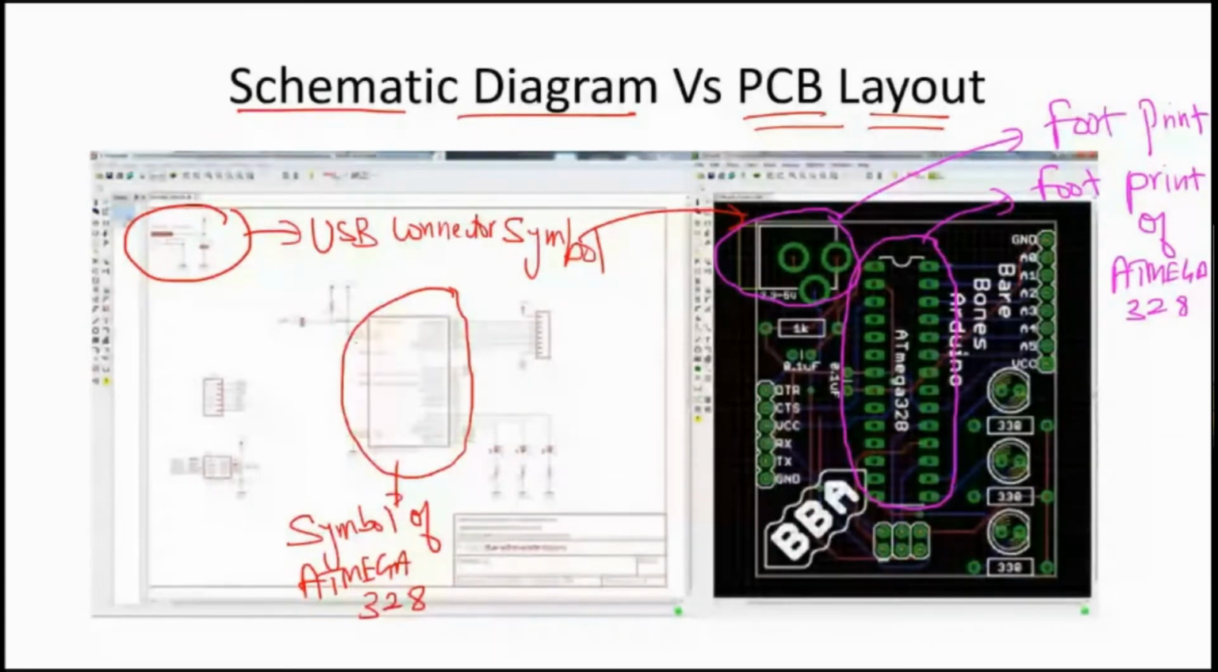And the other important difference that you have to understand is that in a schematic diagram, between two circuit symbols, we connect them by using wires. A wire is a component which you use for connecting two circuit symbols in a schematic. Whereas in a PCB layout, footprints are connected by using tracks. So wires become tracks in the PCB layout. A track is a copper wire which connects different PCB footprints.